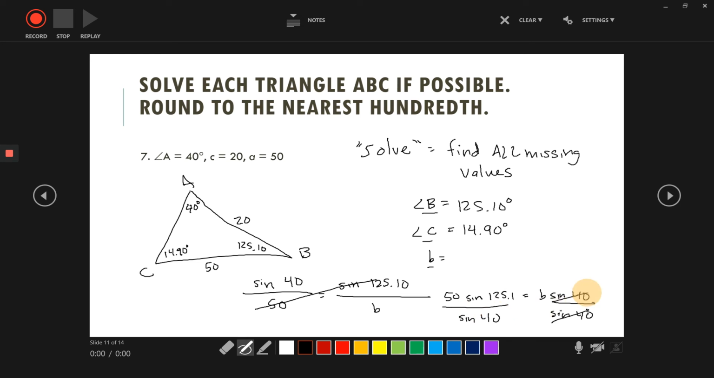Okay, so I'm going to go ahead and type this in my calculator. Try typing it in yours. 50 sine of 125.1, and then divide it by the sine of 40. Okay, and I get 63.64. Okay.